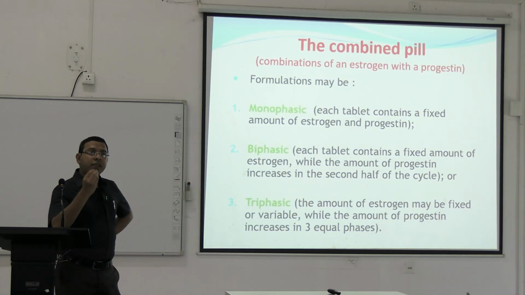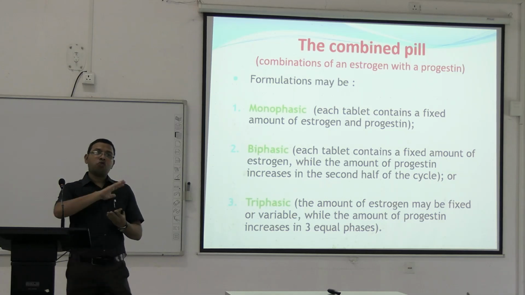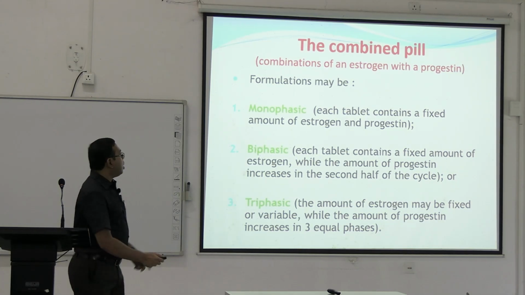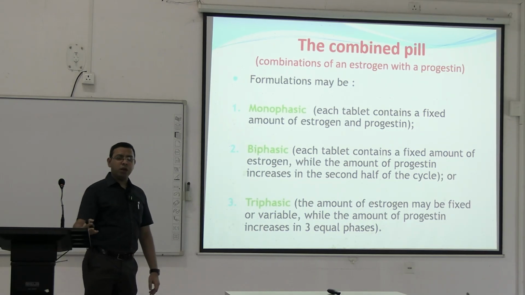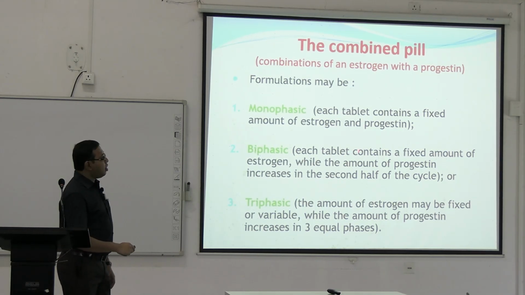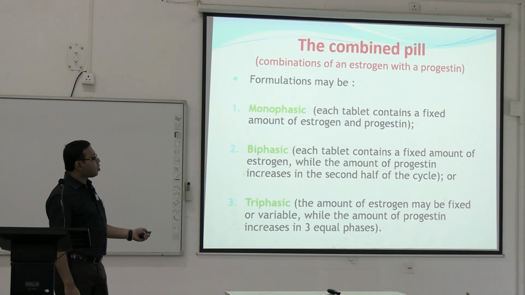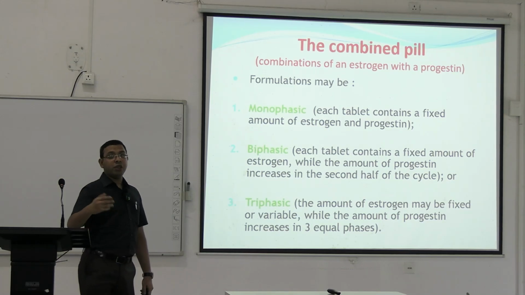Monophasic means the same amount of the combination of estrogen and progesterone is present throughout all the tablets that are to be taken in the whole menstrual cycle. So each tablet contains a fixed amount of the estrogen and progesterone, most commonly used. Biphasic means each tablet contains a fixed amount of estrogen while the amount of the progesterone increases in the second half of the cycle. So it becomes more physiological.